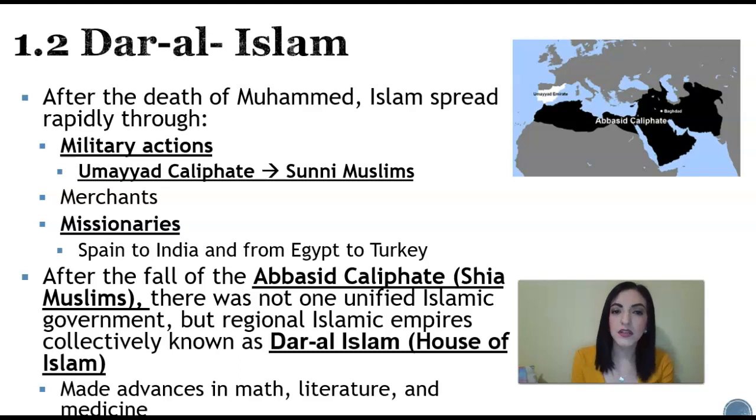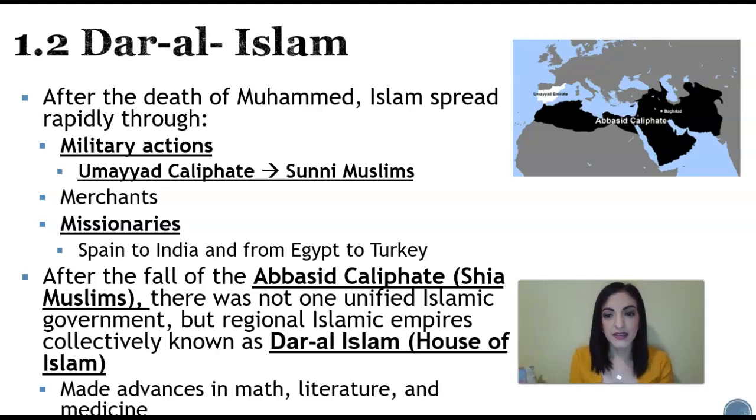So after the death of Muhammad, Islam is going to spread very rapidly through what I call the 3 M's. Military actions, merchants, and missionaries. So military actions, you have one of the caliphates. Caliphate is another fancy name for kingdom. The Umayyads, who basically operate under the idea of Sunni Muslims.